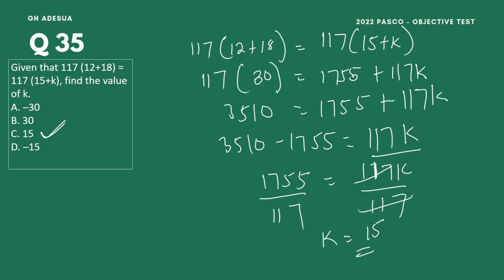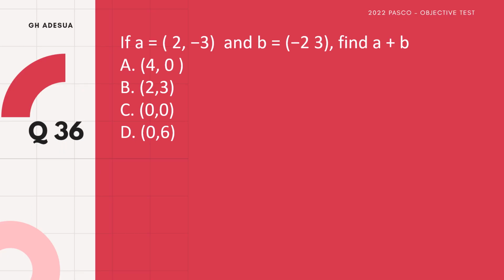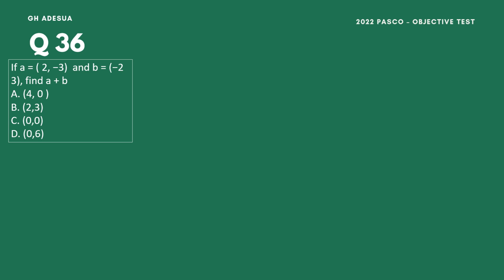Go to question 36. Question 36 says that if A is (2, -3) and B is (-2, 3), find A plus B. So they're giving us A being (2, -3) and B being (-2, 3), and we are to find A plus B.